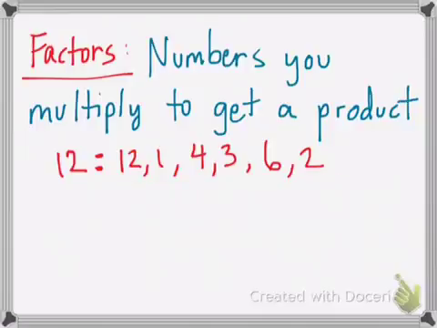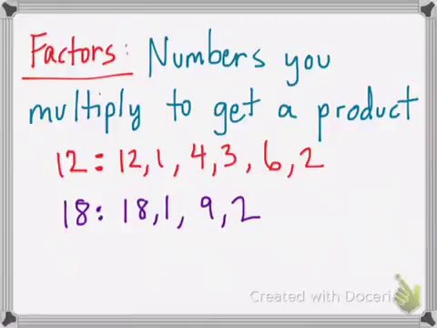Let's do another example. Let's say 18. If I ask you what are the factors of 18, you would tell me a pair of numbers that I multiply together to get that product of 18. So for example, I can start with 18 and 1 because I know 18 times 1 is 18. I can do 9 and 2 because 9 times 2 is 18. I can also do 6 and 3 because 6 times 3 is 18. So these are factors of 18, numbers I can multiply together to get a product of 18.